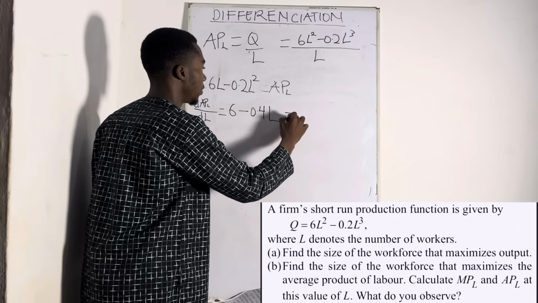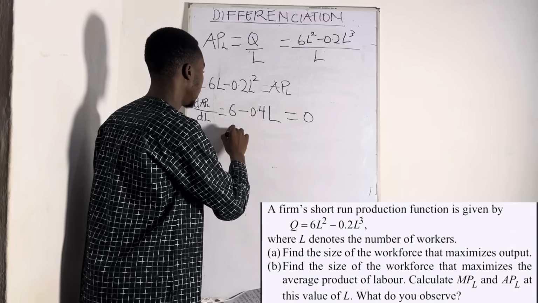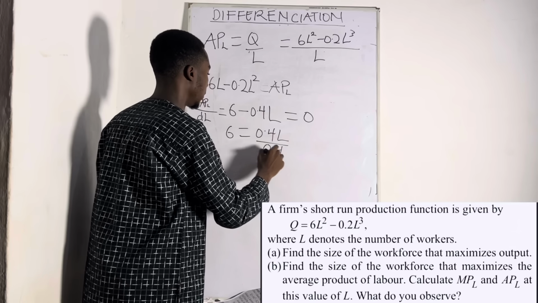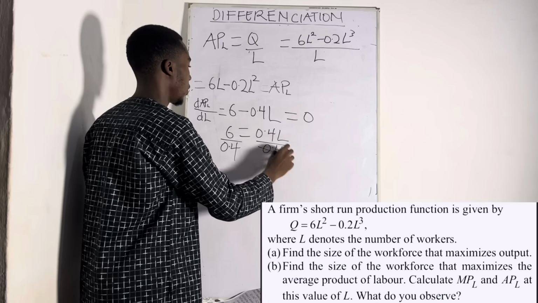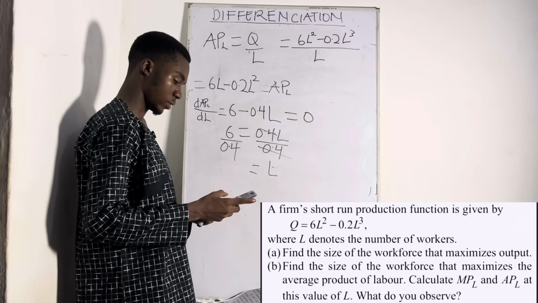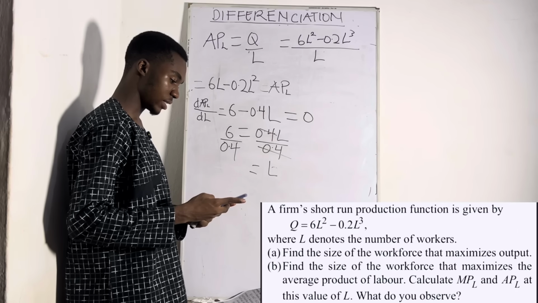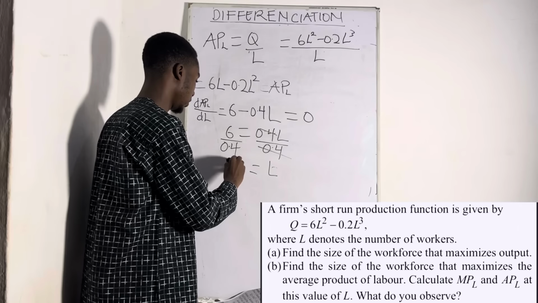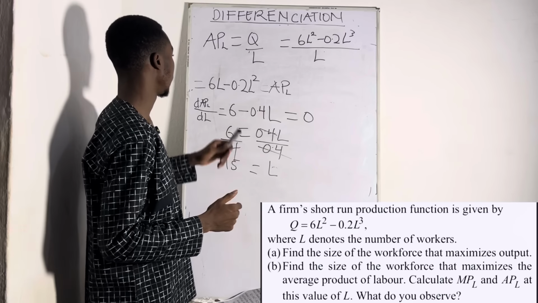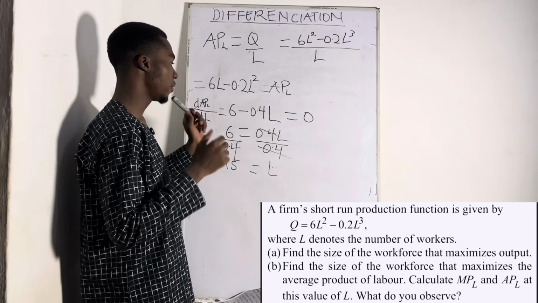When you equate this to 0, you get 6 is equal to 0.4 L, right? Then divide both sides by 0.4. So our L will be equal to 6 over 0.4. So 6 over 0.4, you are getting 15. You get it. So it means the size of the workforce that either maximizes or minimizes the average product of labor is 15. But we're only interested in the one that maximizes it. So we differentiate for the second time. When we put 15 into it and we get a negative, it means that's the workforce that maximizes it.